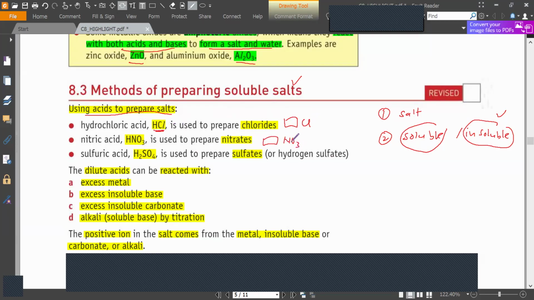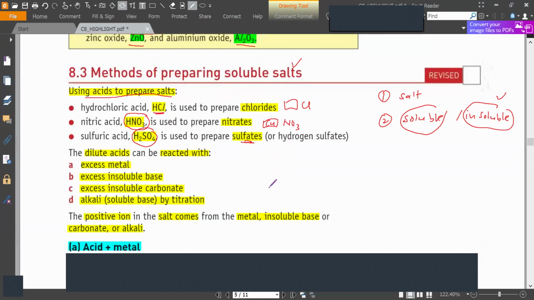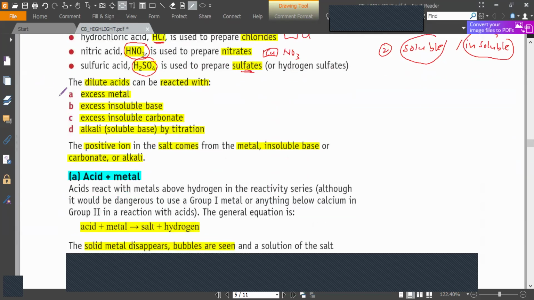Any nitrate, let's say copper nitrate, we will use nitric acid. Any sulfate, we will use sulfuric acid. Then there are different methods: either we add acid to metal, add acid to base, add acid to carbonate, or we do it by titration.